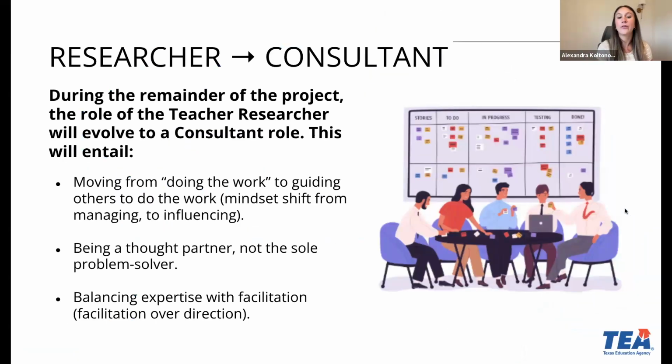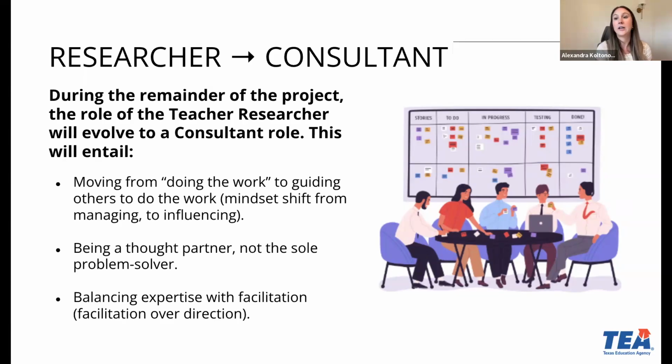So we're reframing this: instead of a researcher role, they're now going to take the lens of a consultant role. During the remainder of the project, the role of the teacher researcher will evolve to a consultant role. This is going to entail moving from actually doing the work to guiding others to do the work. So it's really a mindset shift from managing to influencing. They're going to be a thought partner, not the sole problem solver, and they're going to be balancing expertise with facilitation.